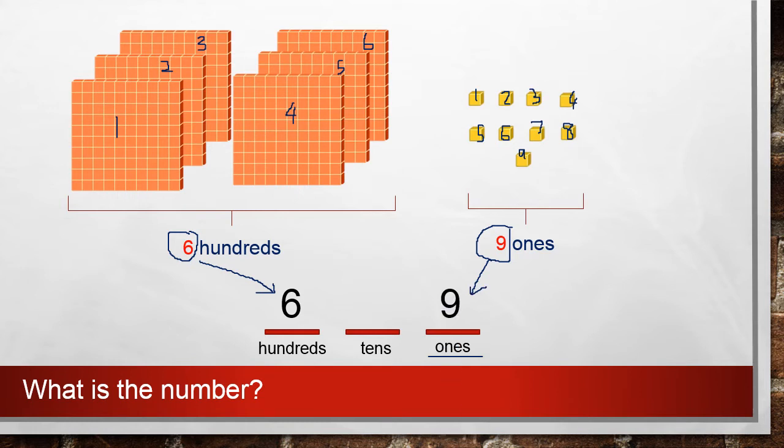What about tens? Well, we don't have tens block here. That means there is 0 tens. So we have to write 0 at the tens place. What is the number? Can you say the number, children? Very good. 609.